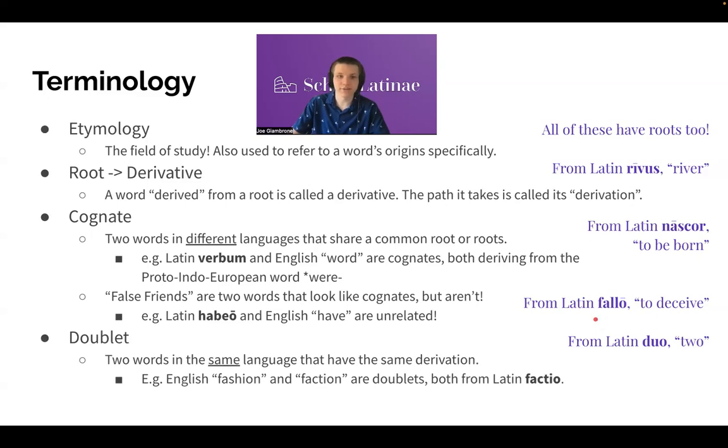False friends from fallo, to deceive, because they're deceiving you. And doublet from duo, two, should make sense as well, as there are two of them.